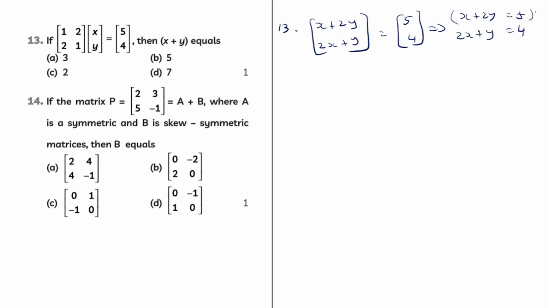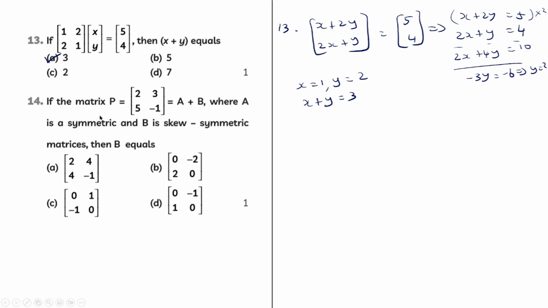So if we multiply this into 2, we have 2x plus 4y equal to 10. When we subtract, we get minus 3y equal to minus 6, or y equal to 2. Now when we put y as 2 in this equation, we will get x as 1. So x is equal to 1, y equal to 2. As a result, x plus y equal to 3. So the correct option is option A.